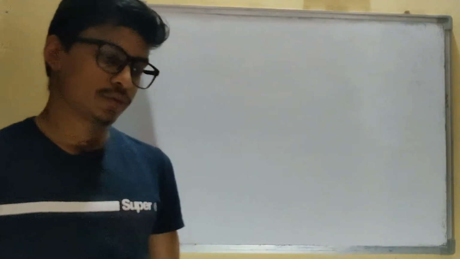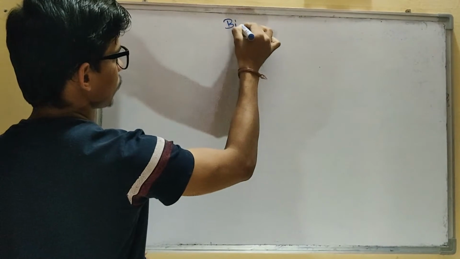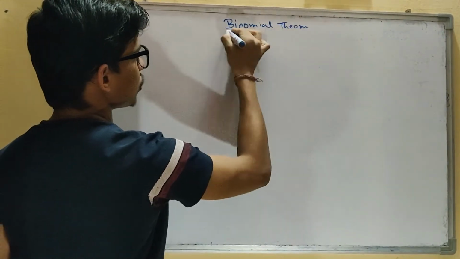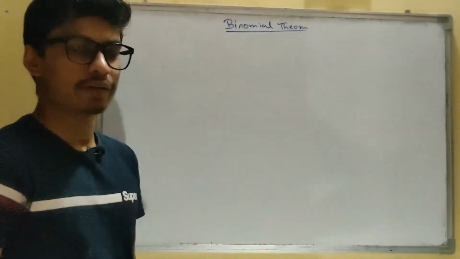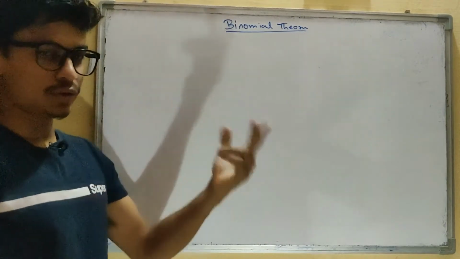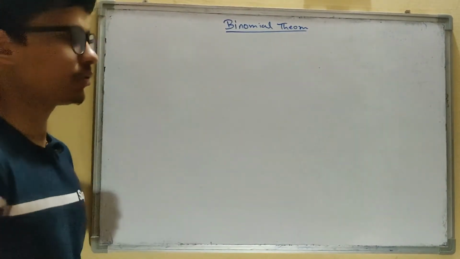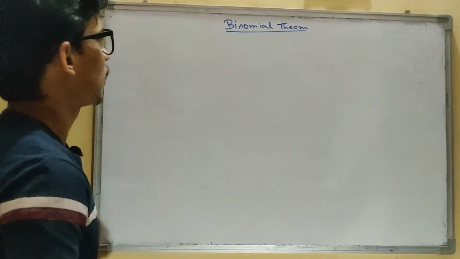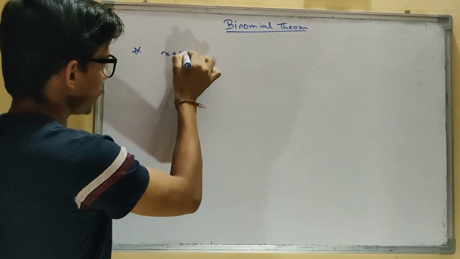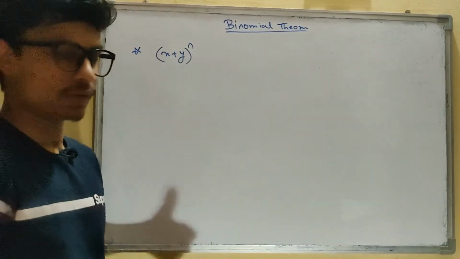Theorem, right? So let's see what it is. So you know about it, right? What is the binomial theorem? You can take it like this: bi means 2 and nomial means number. So we are going to keep it a little bit faster, so just pay attention over here, right? So what you can say, (x plus y) to the power n, right? So we have to expand this.